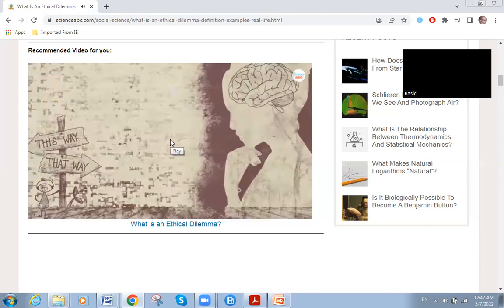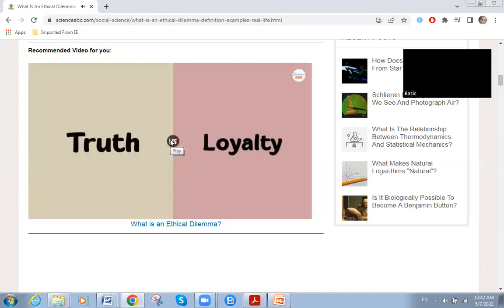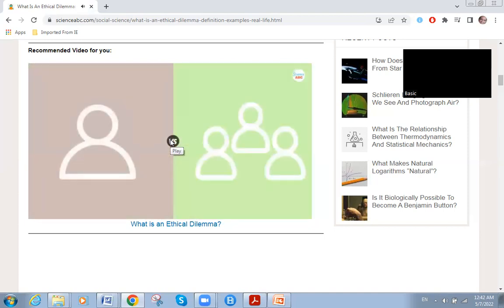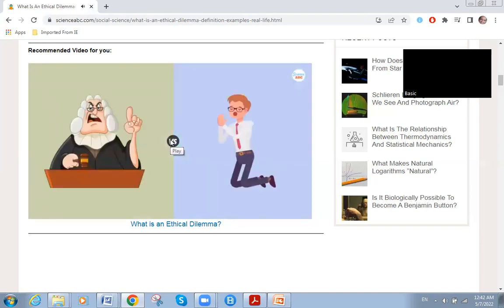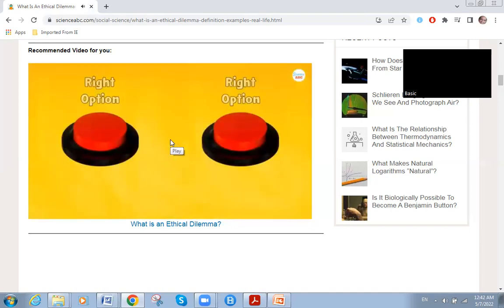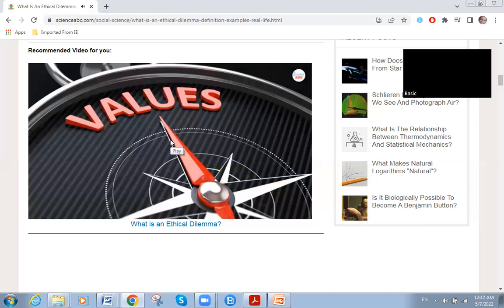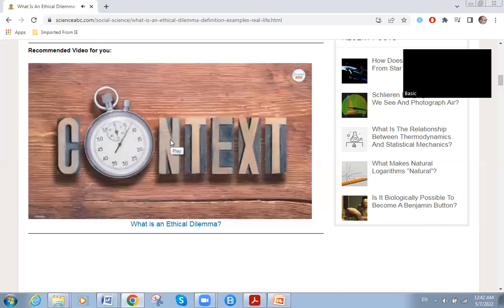Some examples of ethical dilemmas include truth versus loyalty, individual versus community, short-term versus long-term, and justice versus mercy. In many scenarios, these ideals are both right, but only one can be chosen, a decision that is often based on our individual values and current contexts.